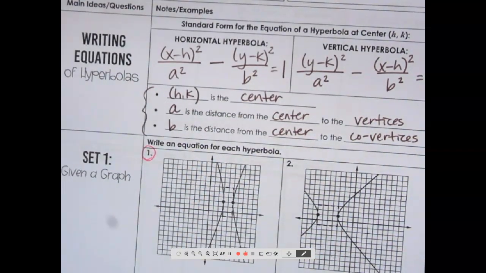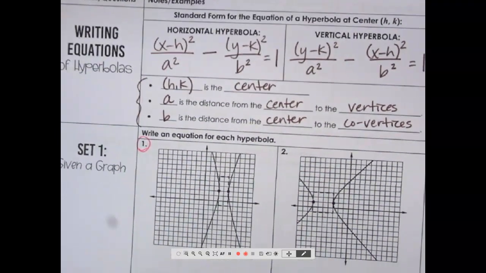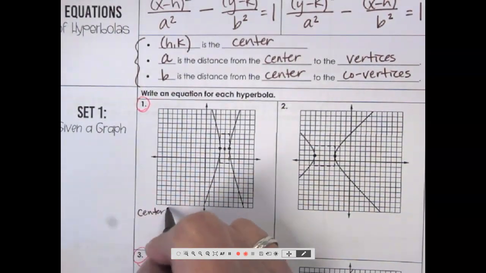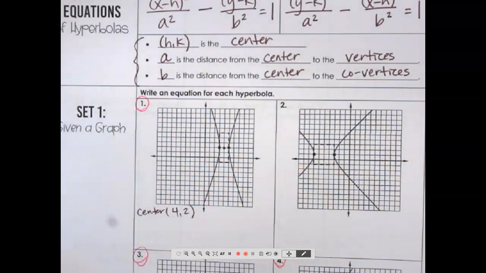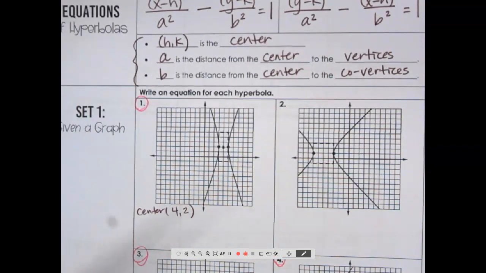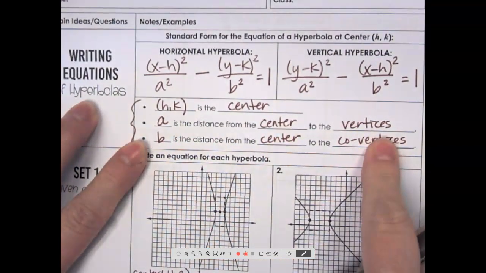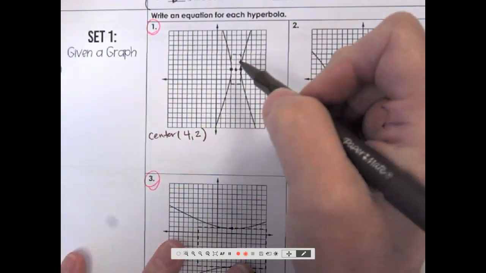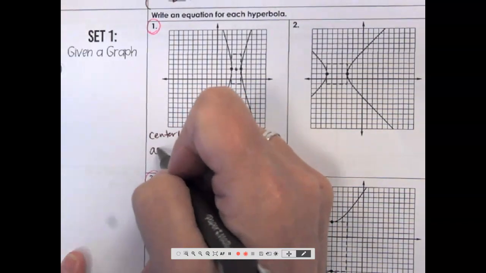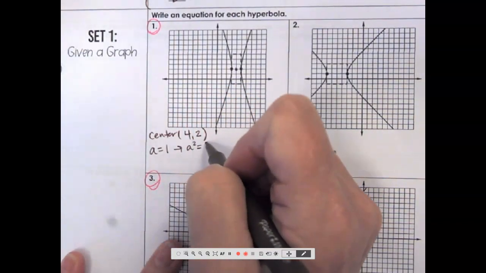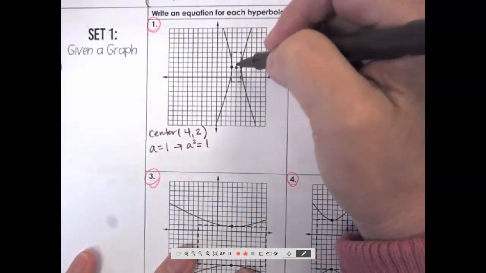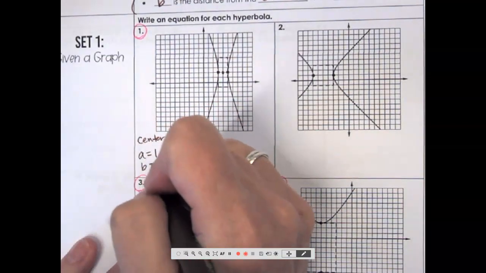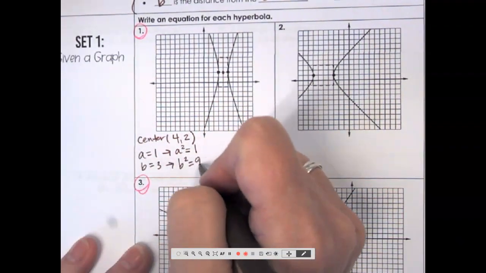All right, so looking at this very first one, what is the center? It's right there in the middle of the rectangle, right? What is that ordered pair? 4, 2. All right, do I know a? Which distance is a? a goes from the center to a vertex. Remember, the vertices are the points that you actually draw the curve through. So what is a? Just 1, isn't it? Therefore, a squared is what? Also 1. And then b is the distance from center to co-vertex. So that's 1, 2, 3 is the b value, which means b squared is 9.